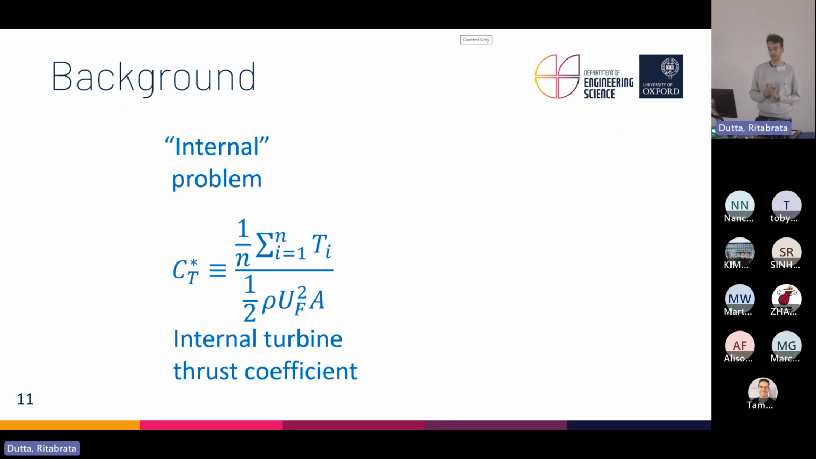Here, Ti is the thrust of each turbine, UF is the wind speed within the wind farm, and A is the area covered by the turbine blades as it rotates. So this parameter is key to understand the atmospheric response to our large wind farms.